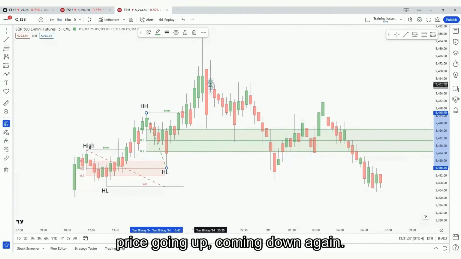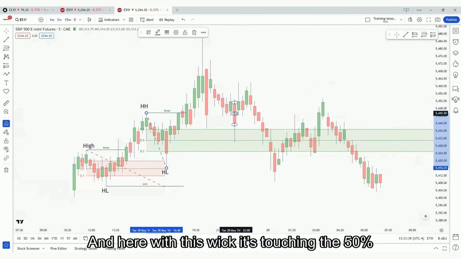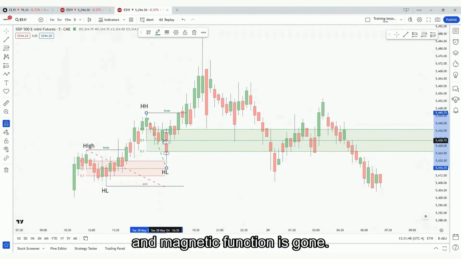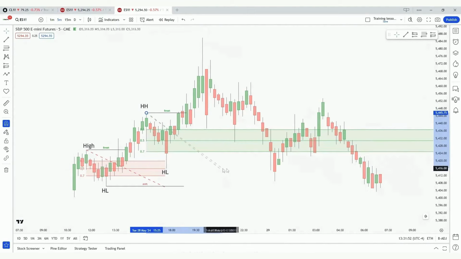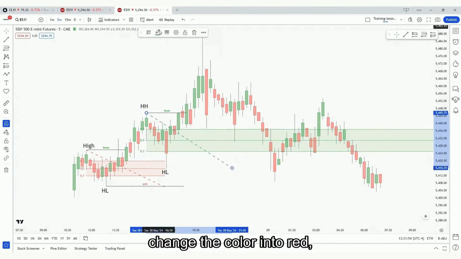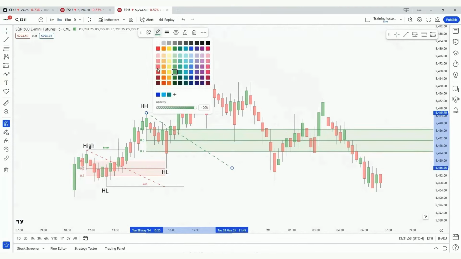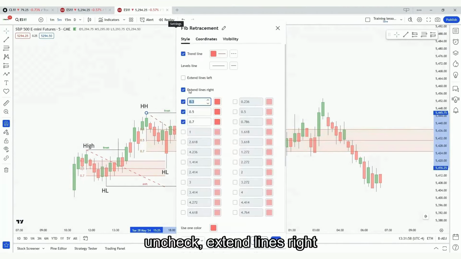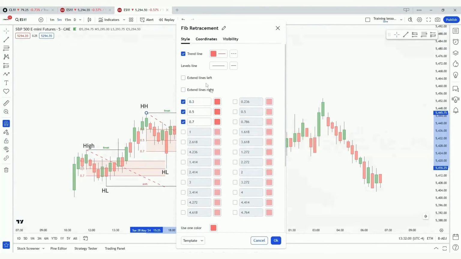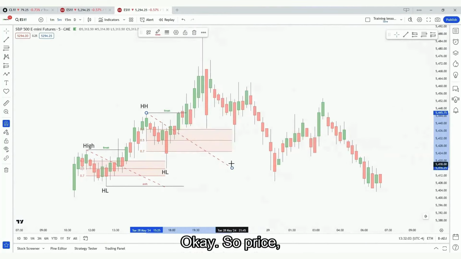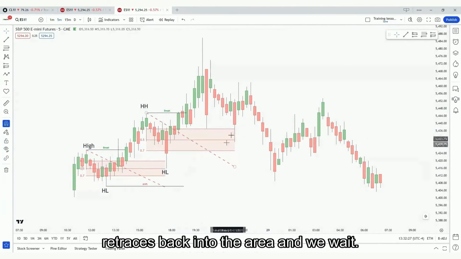Price going up, coming down again. And here with this wick, it's touching the 50%. And magnetic function is gone. So we can change this area. Change the color into red. Uncheck extend lines right. Okay. So price retraced back into the area and we wait.